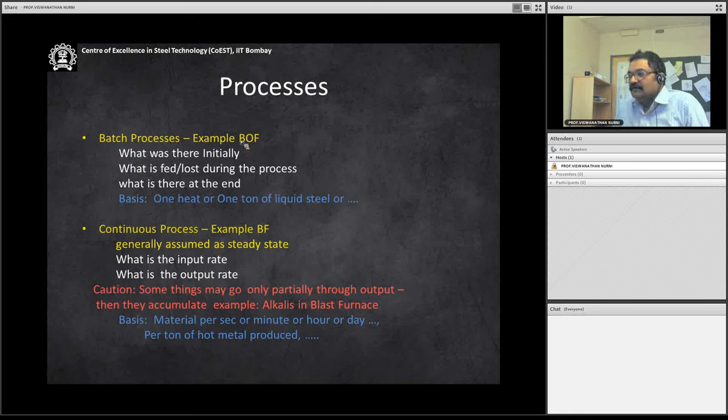And again, the basis in a blast furnace can be, of course, what is the material produced per second. So you can do material balance on a per second basis, minute, hour or day. Or it is done also per ton of hot metal, like what is the important product per ton of that. So hot metal, the pig iron, is an important product coming out of the blast furnace. So you can also do it per ton of hot metal produced.